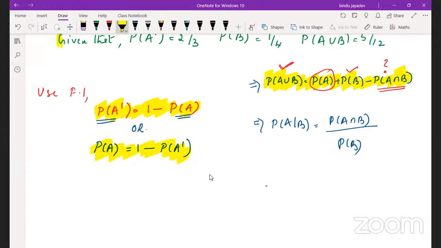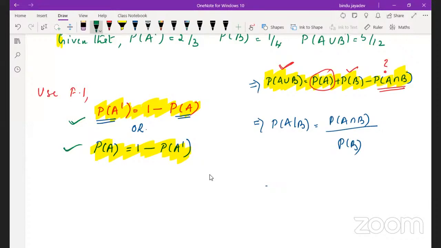Okay, these are two formulas you can remember easily. P of A dash is equal to 1 minus P of A. P of A is equal to 1 minus P of A dash. Suppose in the question you want to find P of A dash, use this formula. If you want to find P of A, use this formula.